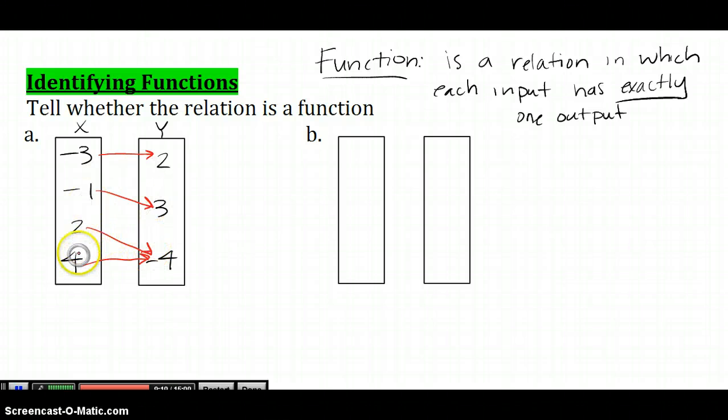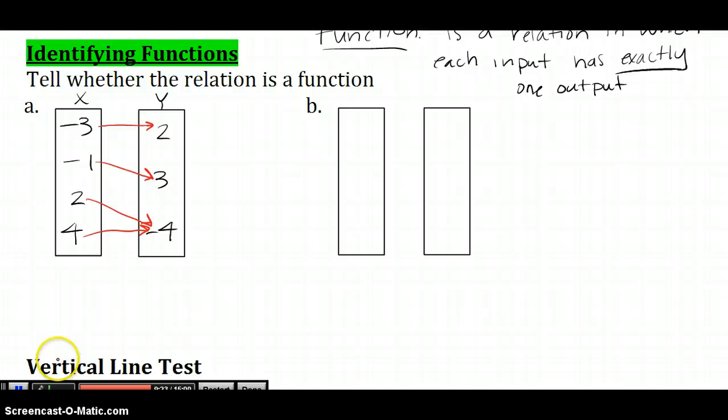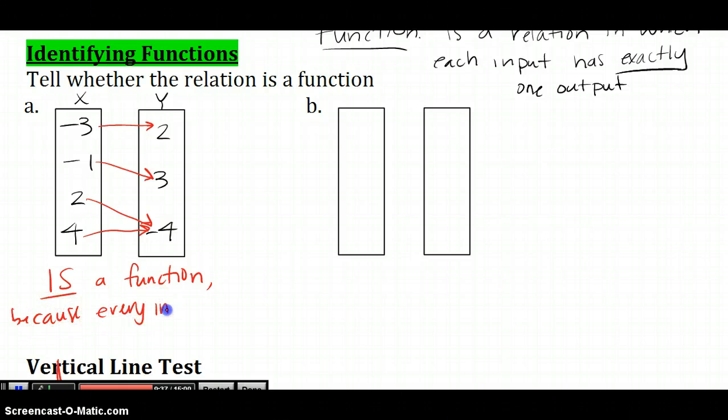Just because these two both go to negative 4, that's okay, because 2 is only connected to one thing over here, and 4 is only connected to one thing over here. It's okay that it's connected to the same thing. That's fine. So this is a function because every input only has one output.